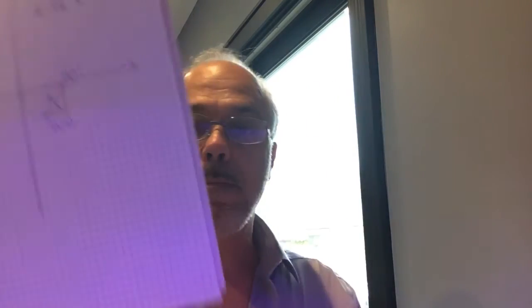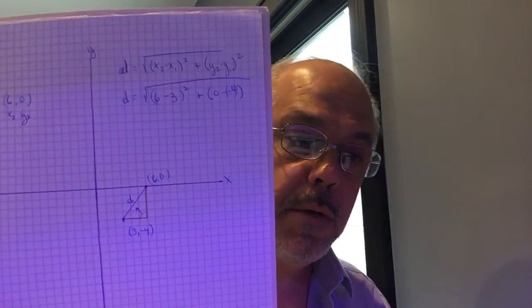Well, let's plug them in. So distance equals the square root of X2, which is 6, minus 3 squared, plus Y2, which is 0, minus 4. Now it's minus 4, so don't forget, minus 4. I'll put a bracket around that so you can see that. Okay, minus 4, right?